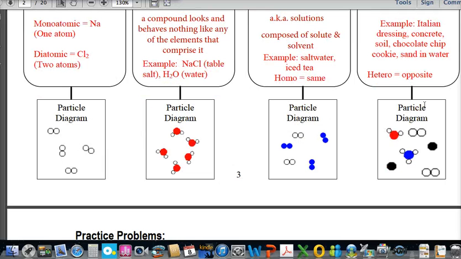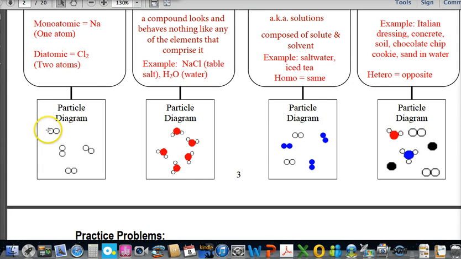Particle diagrams are also extremely important, not just for this, but when we look at the phases of matter: solids, liquids, and gases. So if you look at this, this represents an element. In this particular case, it is a diatomic element. So this could be an example of Cl2.